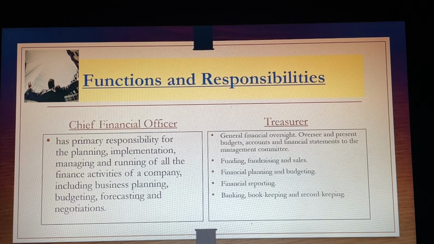So I know that you are familiar with this position, treasurer. Because even in a small organization, we have a treasurer. Even in school, when we were in college, we elected the position of treasurer. So one of the functions is general financial oversight: oversee and present budgets, accounts, and financial statements to the management committee. Funding, fundraising, and sales. Financial planning and budgeting. Financial reporting, banking, bookkeeping, and record keeping. Control of fixed assets and stocks.